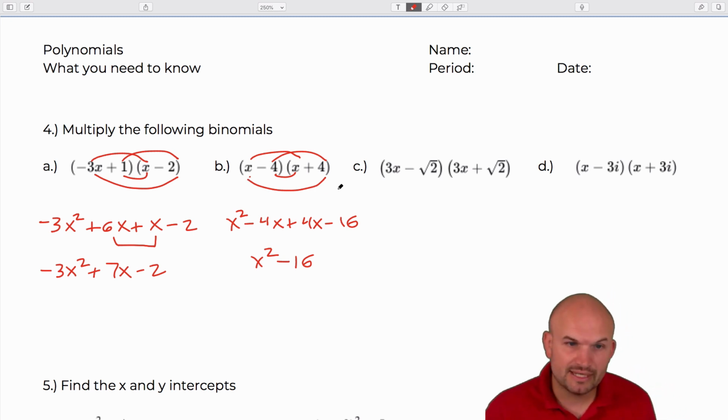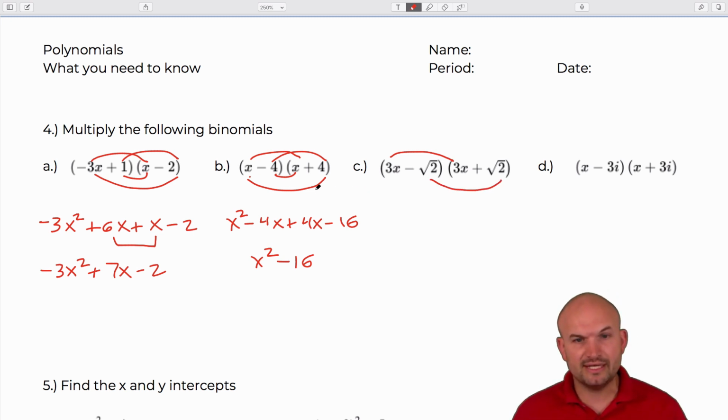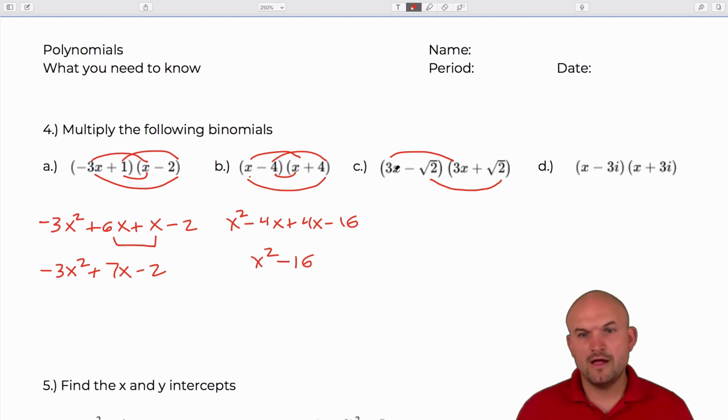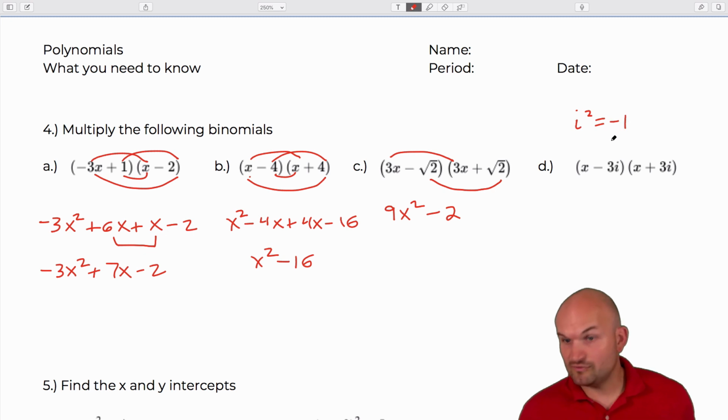For the next binomials, again, this is another difference of 2 squares. I really recognize here, this is a more confusing one, right? It doesn't look as simple, but really all I need to do is multiply my first 2 terms and my last 2 terms. So let's quickly do this. 3x times 3x is going to be 9x squared. And negative square root of 2 times positive square root of 2 is going to be negative square root of 2 squared, which is just going to be 2. All right, and we could also do the same thing here, even with imaginary numbers. Just remember that i squared is equal to negative 1.